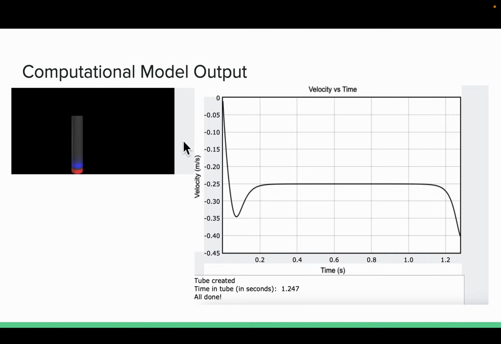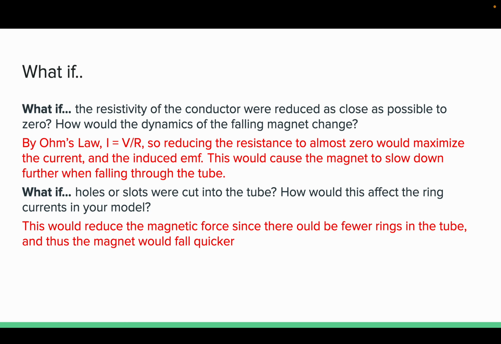So this is what it looks like with the wire, and then this is the magnet down here. And then this is the velocity versus time graph. As you can see here, it starts off going at a really high velocity. Obviously it's negative because it's going down. And the time taken by the computational model is 1.247 seconds.